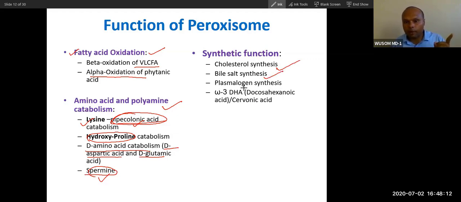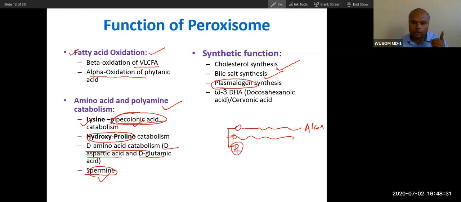Plasmalogen. Plasmalogen is a type of lipid, which I did not tell you about. This is like a triglyceride, but in it the first bond is an ether bond. This is not a fatty acid, this is an alcohol. And the second is a fatty acid, and this is phosphate. So this is plasmalogen, an ether phospholipid. Plasmalogen is present in very high concentration in brain.